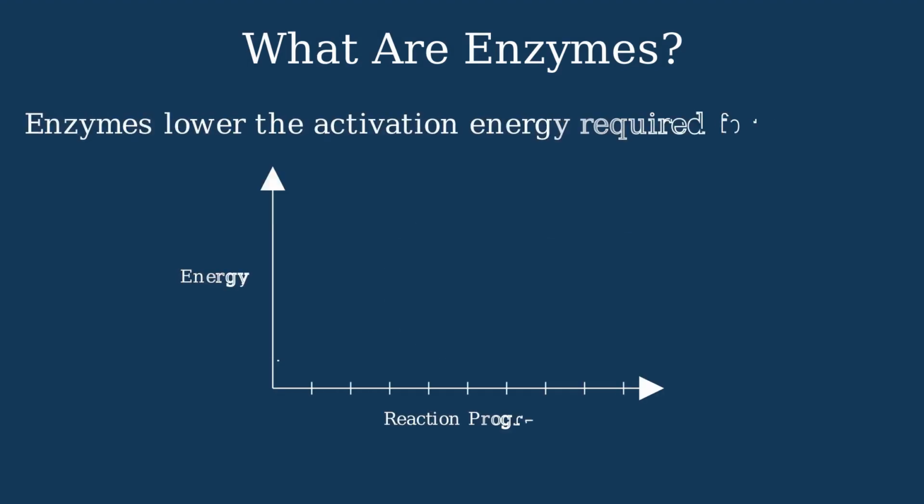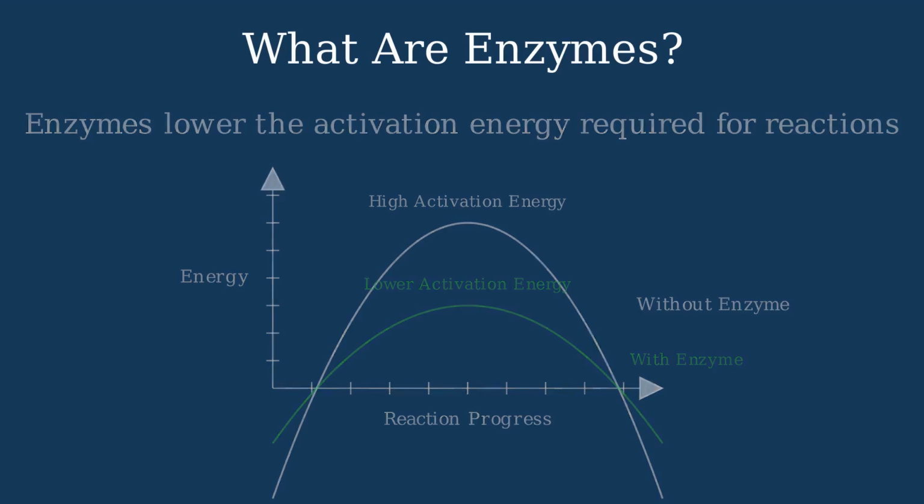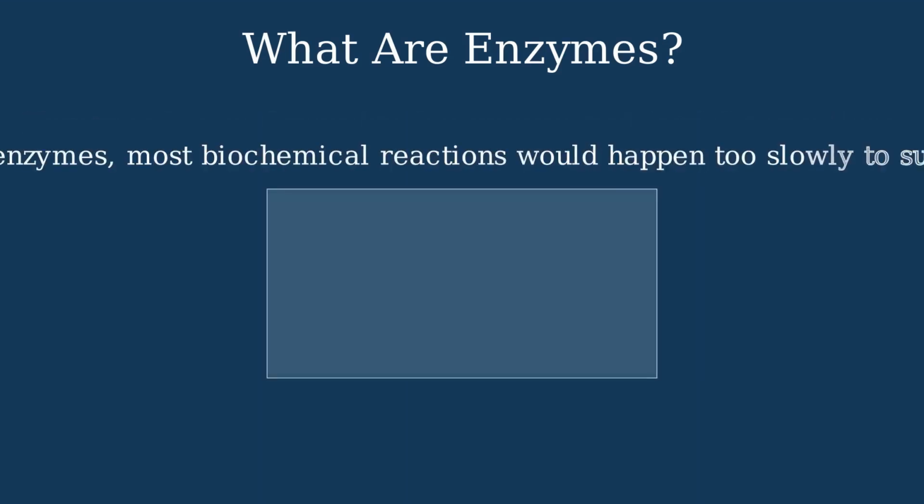Without enzymes, biochemical reactions would require high activation energy. Enzymes lower this activation energy, making reactions happen much faster at normal body temperatures. Without enzymes, most biochemical reactions would happen too slowly to sustain life. Chemical reactions in our bodies would be thousands to millions of times slower. With enzymes, these reactions happen rapidly, allowing organisms to respond to their environment and maintain life processes.